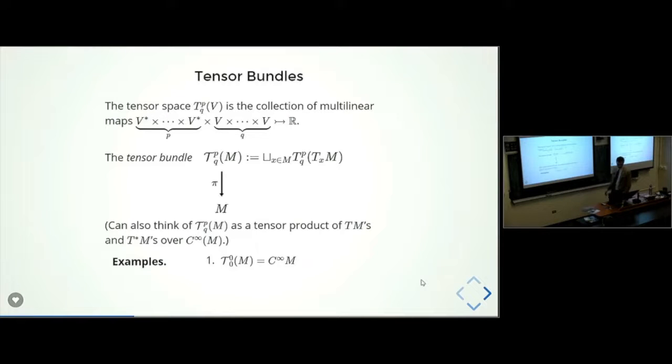I never actually gave it, did I? Oh, no, I'm doing it on the next slide, sorry. This is just examples of tensor bundles.